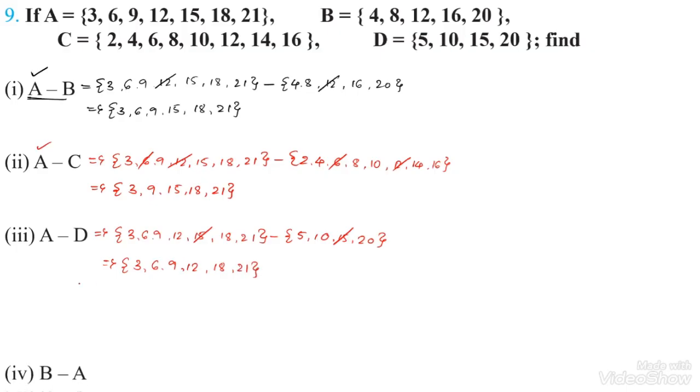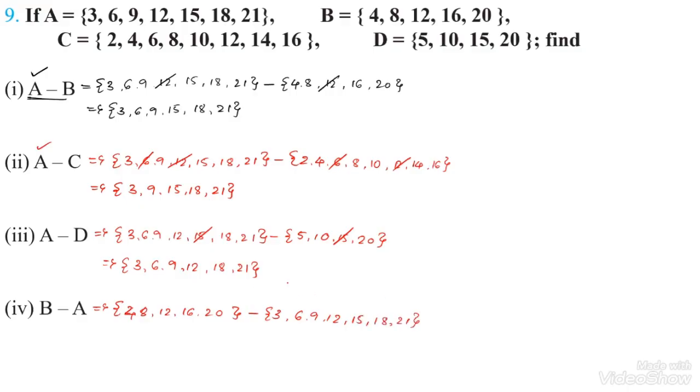Okay. Next, let us move on to question number 4. B minus A. B, the elements 4, 8, 12, 16, 20 and set A: 3, 6, 9, 12, 15, 18 and 21. What is the common element? 12 only. What are the elements which are left in B? 4, 8, 16, 20. This is the result of B difference A.